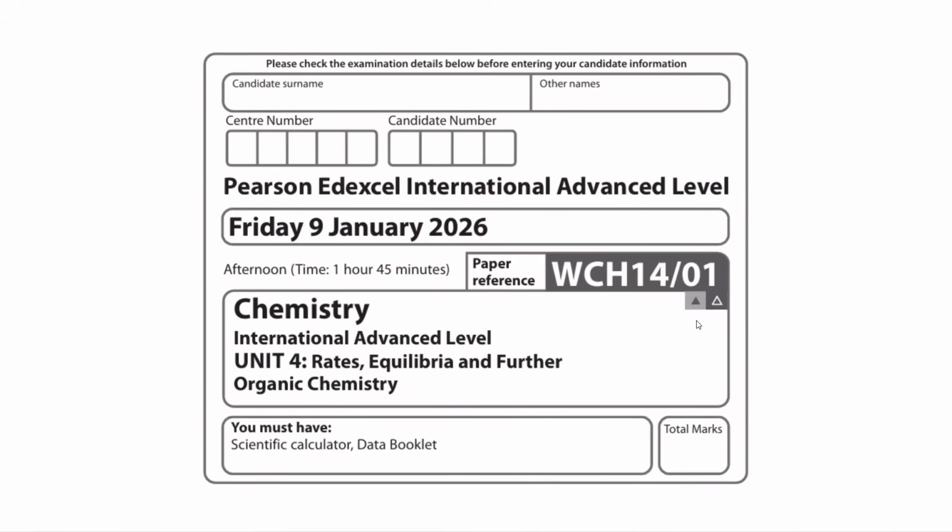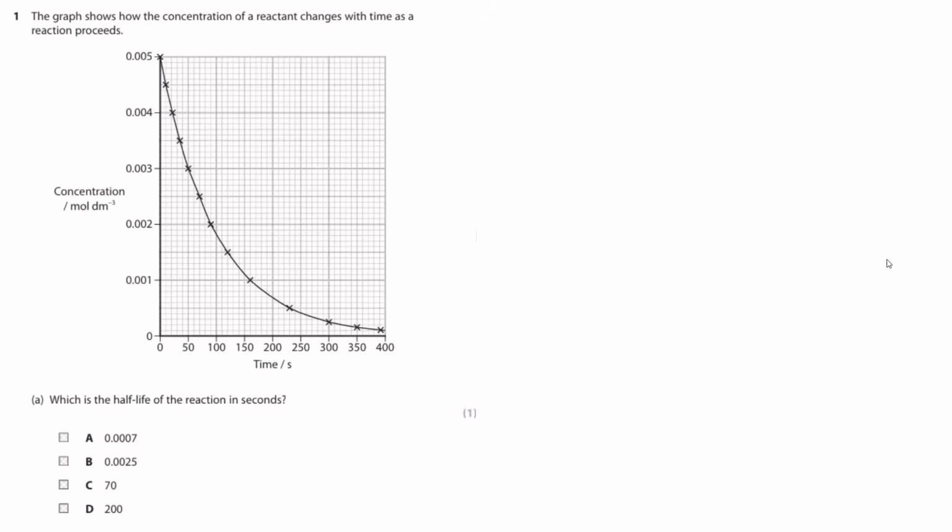Now we are going to discuss the 2026 January Chemistry Unit 4 paper. Let's go question by question. This question says the graph shows how the concentration of reactant changes with time as the reaction proceeds. They're asking what is the half-life of this reaction in seconds.